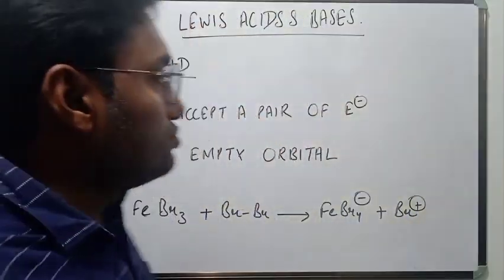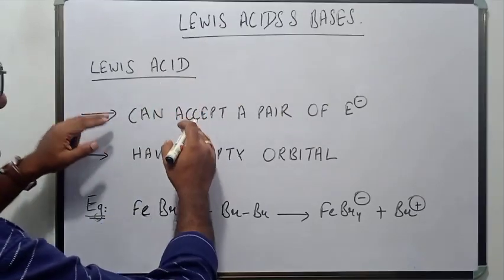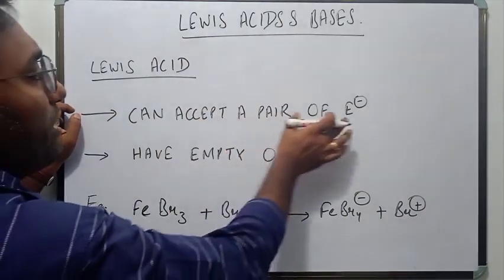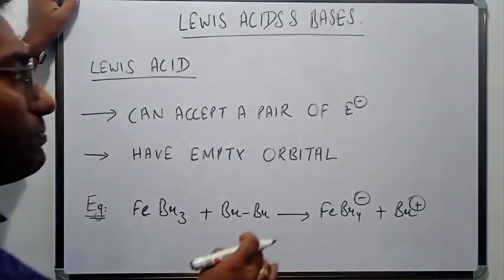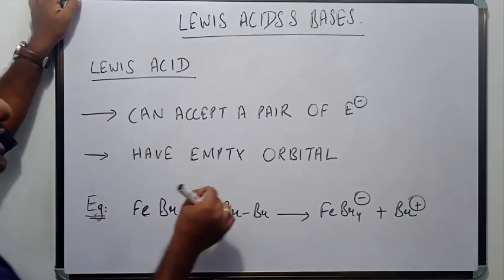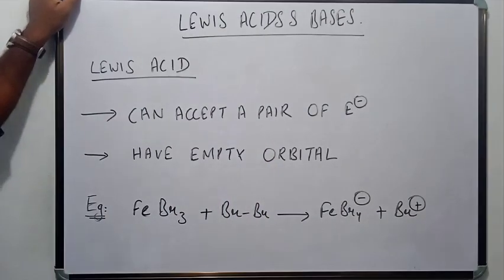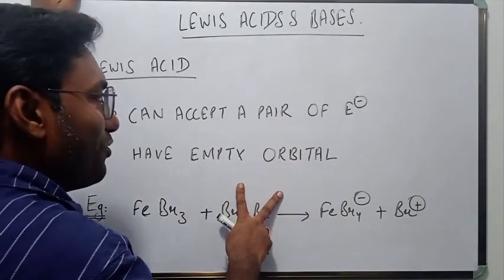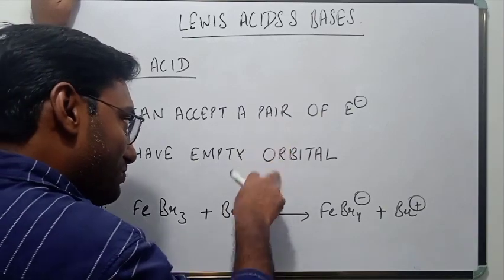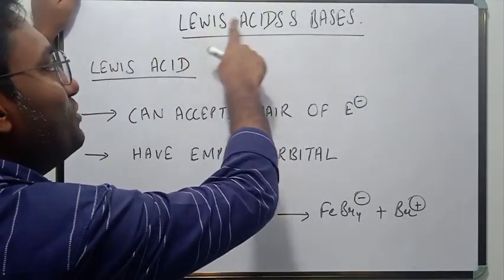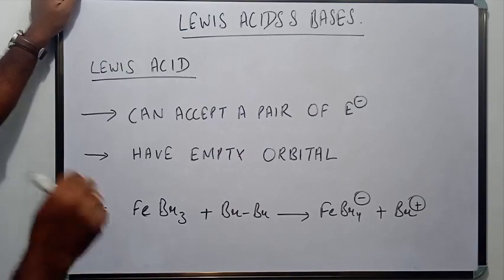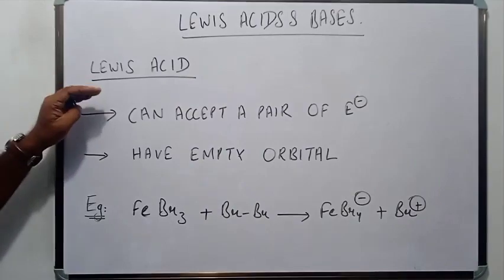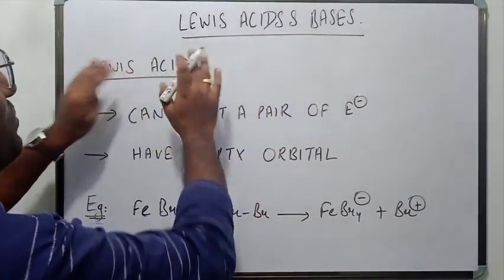Lewis acid. A Lewis acid is a substance that can accept a pair of electrons. And why does it accept a pair of electrons? Because it has got an empty orbital. All because the atom has an empty orbital, it can accept a pair of electrons, and because of acceptance of this pair of electrons, it is referred to as a Lewis acid. So the reason for acceptance of a pair of electrons is actually an empty orbital. Substances that can accept a pair of electrons are Lewis acids.